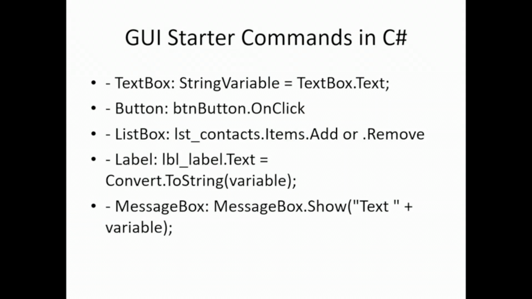A list box is a list of different values. You can add, remove, and do a lot of different commands with the values inside of it. A label is a sort of output box. The user can't interact with it. And the message box too, but it pops up usually when some condition is met. But let's go and see some code, shall we?